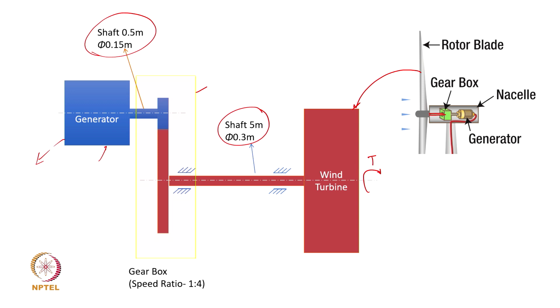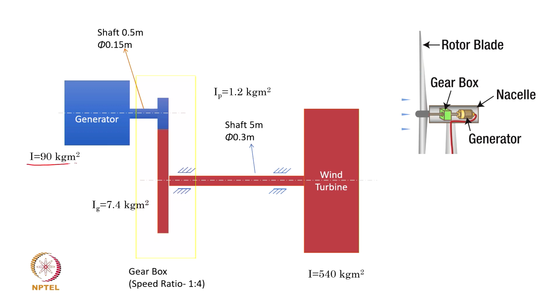Now, the number of degrees of freedom is expected to be in proportion to the number of discrete mass elements. Obviously, you have a huge inertia for the wind turbine, which are all given here. So, wind turbine has 540 kg square meter, and the generator has 90 kg square meter. In comparison, if you see, the gear and the pinion have much smaller inertia. So, as a part of our approximation, we can neglect the inertias of the gear and the pinion.